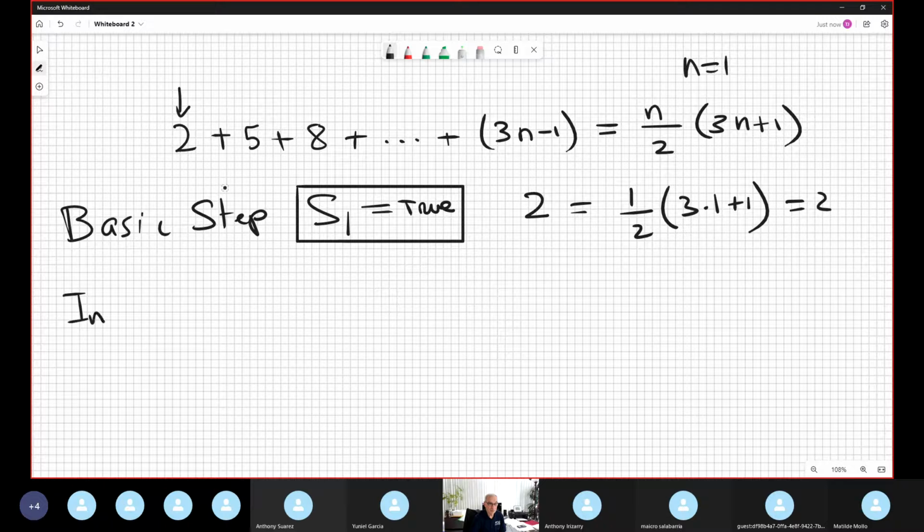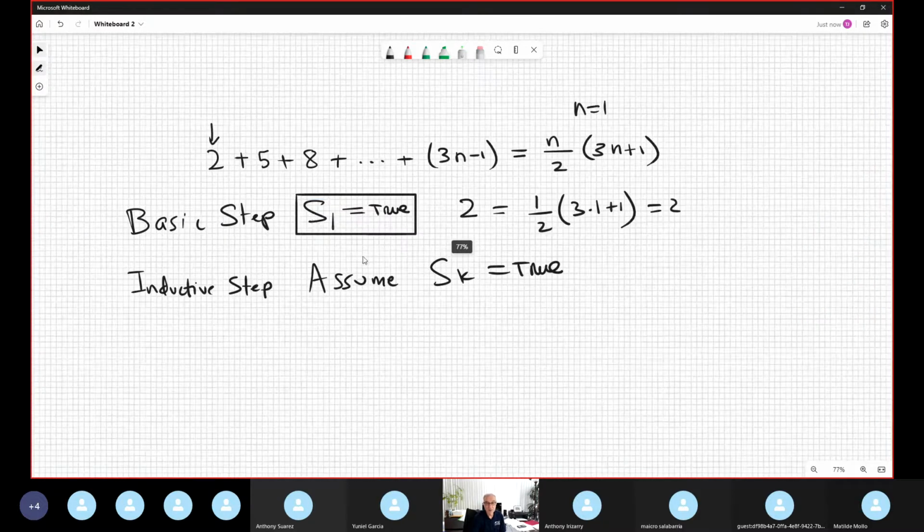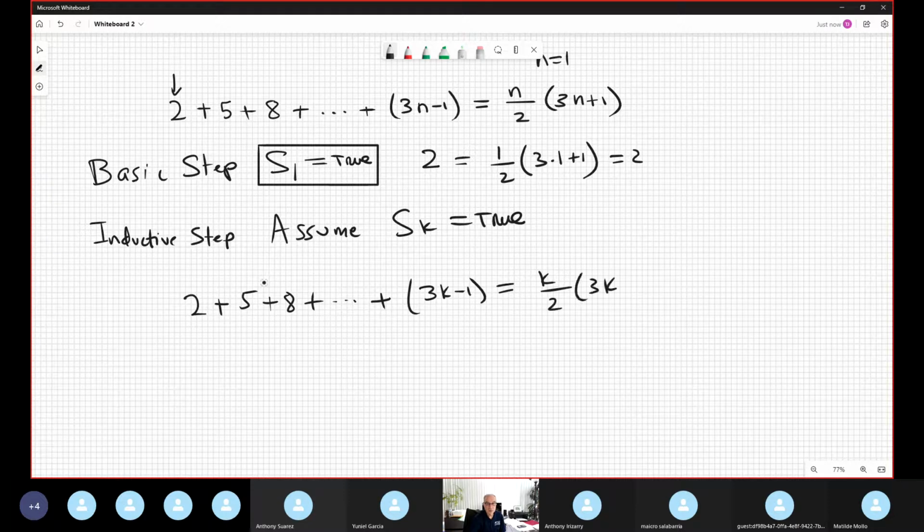And the inductive step is more complicated. You assume that the statement for k is true. Okay, how do you assume that? Well, you copy exactly the same original problem: 2 plus 5 plus 8 plus up to 3k minus 1 is equal to k over 2 times 3k plus 1. It's super easy because the only thing you are doing is substituting n for k.